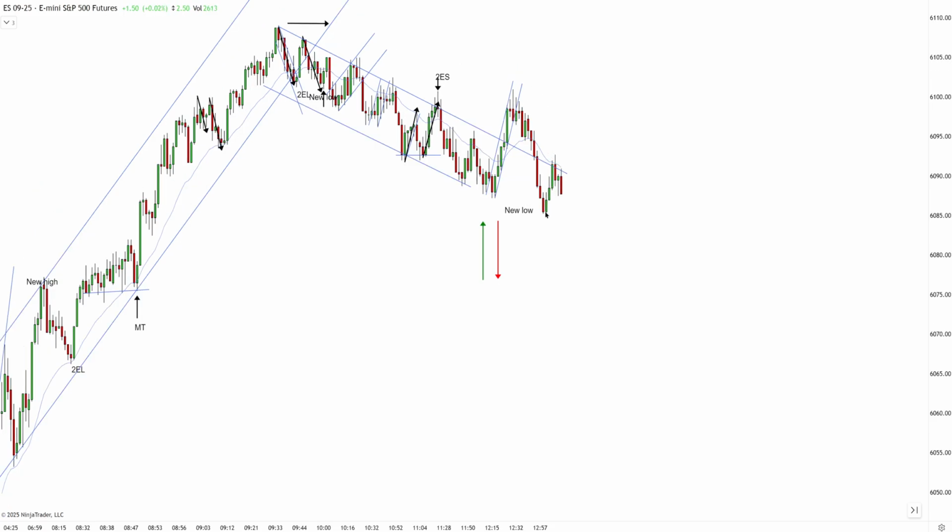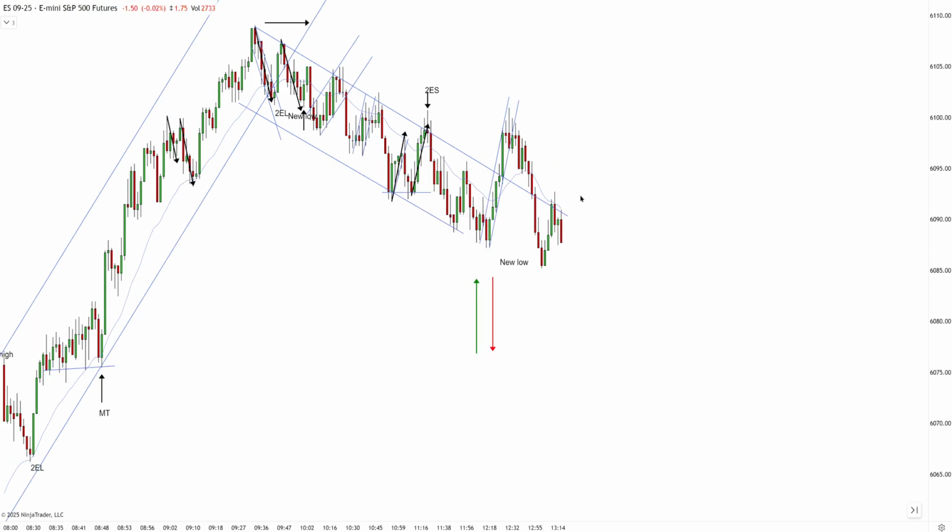So now I was just looking for a failed second entry short above the EMA, or some confirmed trend and taking a second entry long. The same stuff, because I don't want to go long below the EMA. So I need either a failed second entry short or a confirmed uptrend, and then take a second entry long at the EMA.